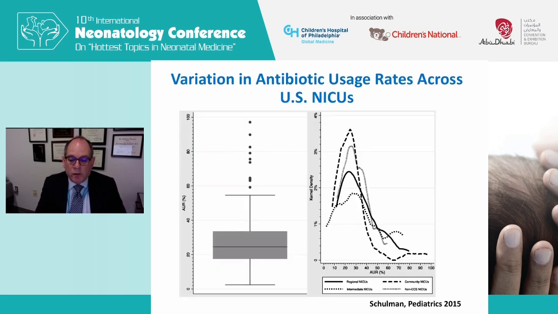This is an example of the antibiotic utilization rate across US NICUs, again looking at late onset sepsis evaluations. I'll just point out that the black lines are regional NICUs, so these are going to be some of the academic centers across the United States. You can see there's a fairly broad range of antibiotic utilization rates across different sites in the United States, and I think that, again, is not correlated with the incidence of late onset sepsis. So what we'd like to see is the antibiotic utilization rate dropping and narrowing so we're not treating babies with negative blood cultures for clinical sepsis.